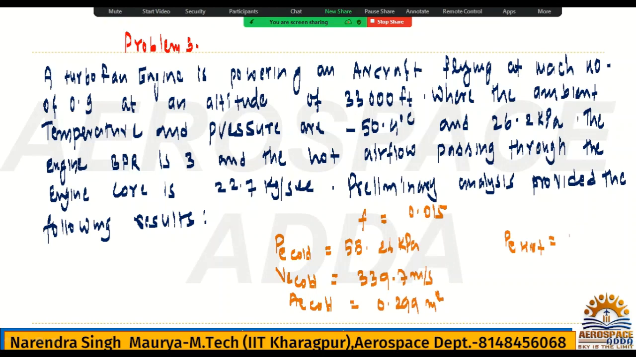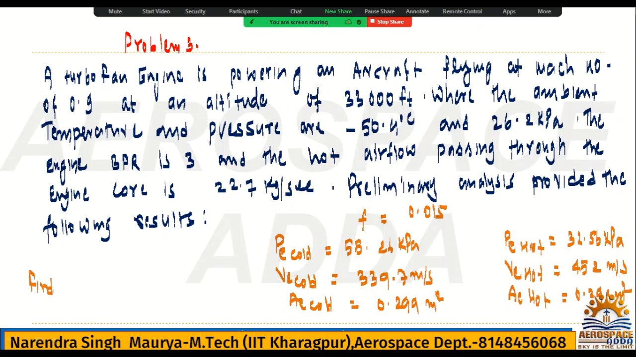Now coming to hot nozzle detail, they have given 32.56 kPa. V hot 452 meter per second, and AE hot they have given to us is 0.299 meter square. What need to find here? We need to find thrust force. This is the question.